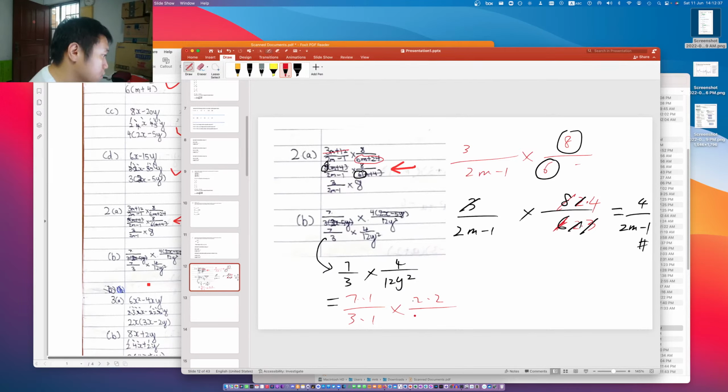2, 6. Okay, then now comes the part that you need to do. I think you see that there is a 4 above, right? You see a 12 below, right? Yeah. So the 12 you can split to 2, 6, right? Or 4, 3.